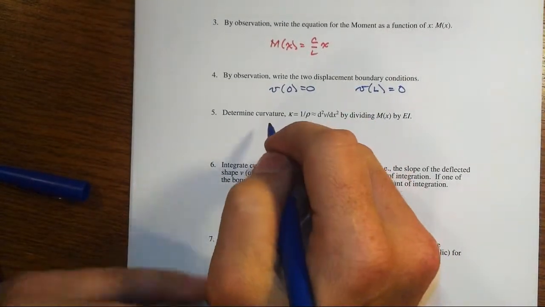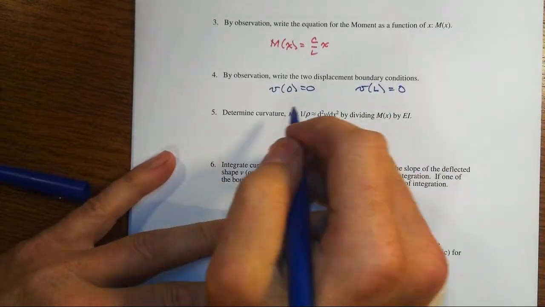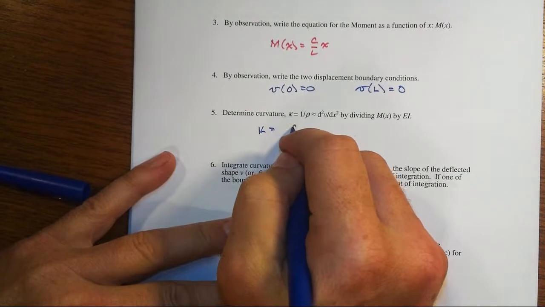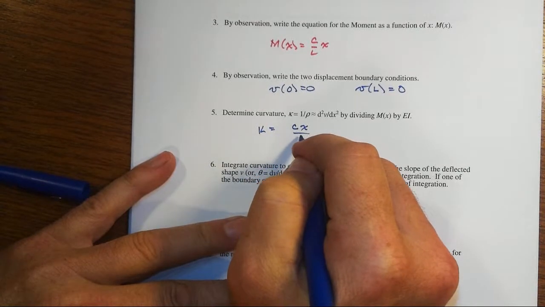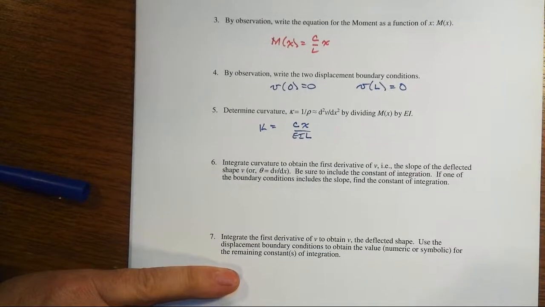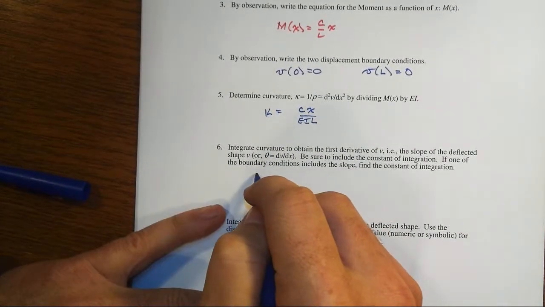Now we're going to do the same old thing we've been doing. We've got curvature equal to M over EI, and M is Cx over L. And there's your EI sitting there. And now we can integrate that to get to slope.